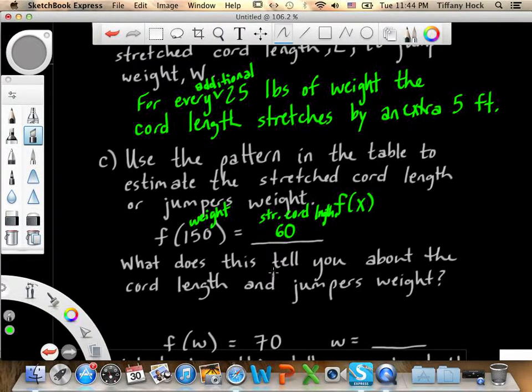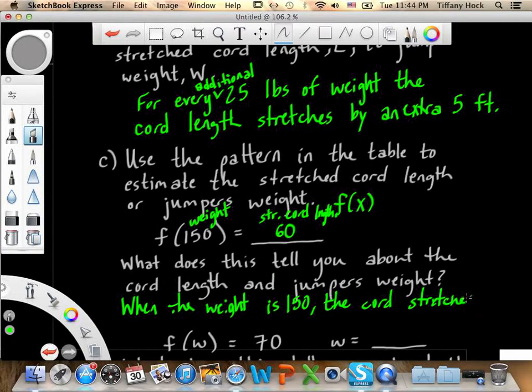All right. And where it says, what does this tell you about the cord length and jumper's weight? Well, since we wrote some notes for ourselves here, that means that when the weight is 150, the cord stretches to 60 feet long. All right.